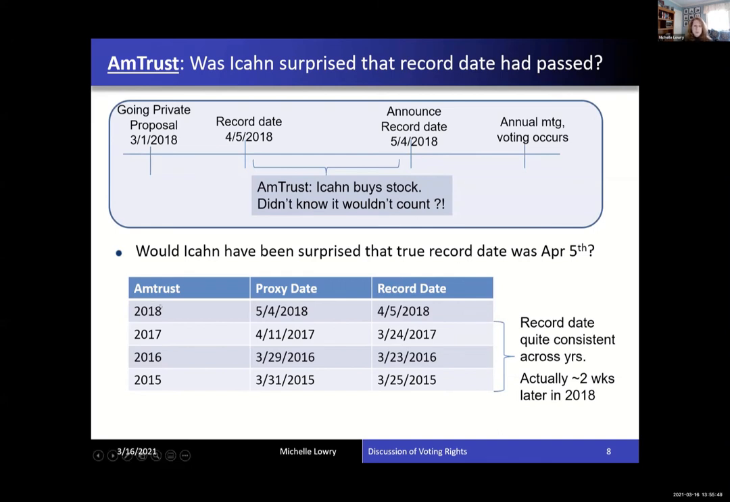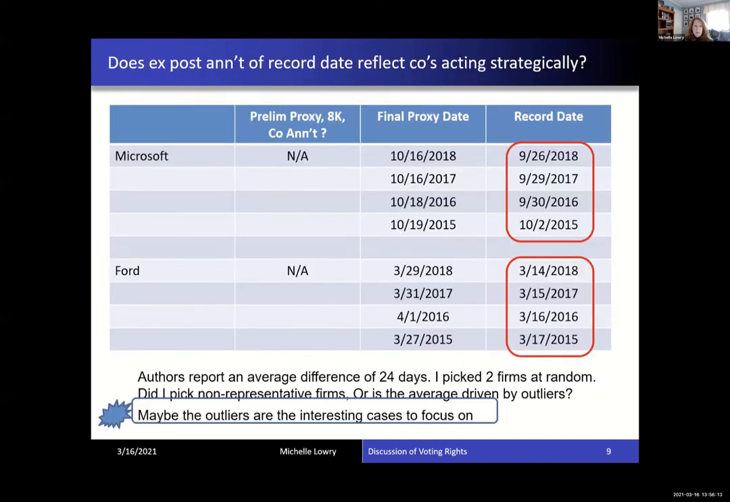So would Icahn really have been surprised that the true record date was April 5th? So I went back and looked at the dates of the proxy and the record date for each of the past 4 years. And what you see is the record date is quite consistent across years. It was actually about 2 weeks later in 2018 than it was in prior years. So yeah, did Icahn know for sure? Probably not. But did he really think that it was a lot later than April 5th? I would argue probably not. Just to get a little bit more sense, I just chose 2 random companies. It did not look systematically, so this could be a coincidence. But I looked at Microsoft and Ford, and for these 2 companies, the record date is quite consistent across years.